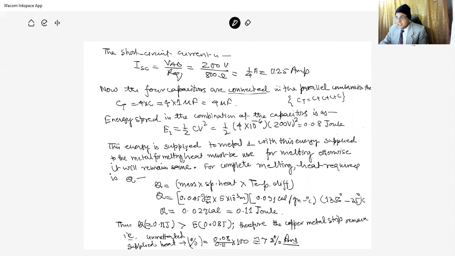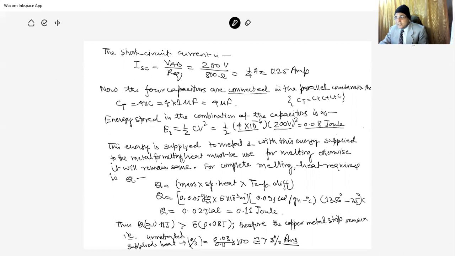Now, during charging, the capacitor stores energy, and the stored energy E1 is 1 by 2 CV square. So 1 by 2 C is 4 into 10 to the power minus 6, and V is 800 volt whole square. So this value is 0.08 joule. So this much amount of energy is supplied to the metal strip during the discharging, and from this energy we find whether the metal melts or not. So we have to find out the amount of energy that is required for melting.